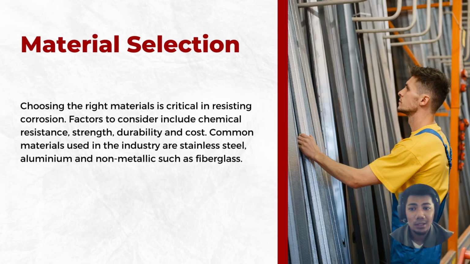When selecting material for use in corrosive environment, choosing material that can withstand harsh conditions while maintaining their structural integrity is crucial. Factors that need to be considered include chemical resistance, strength, durability, and the cost of the material. The commercially used materials in industry include stainless steel, aluminum, and non-metallic, such as fiberglass.